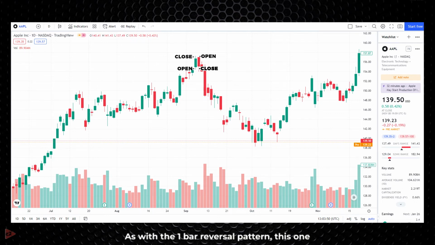As with the 1-bar reversal pattern, this one should only be read as an indicator that the market is currently being indecisive, that there could potentially be a reversal at play, or in other words, a change in the direction of the trend. And of course, as with anything else in technical analysis, the best practice is to couple it with other indicators in order to get true confirmation of a potential trend being at play.